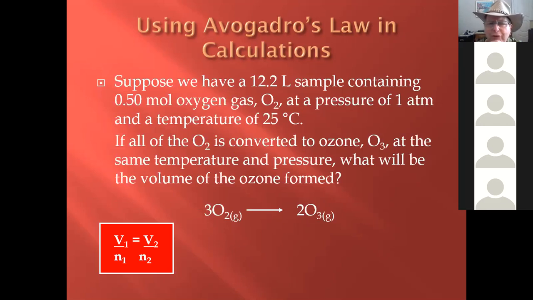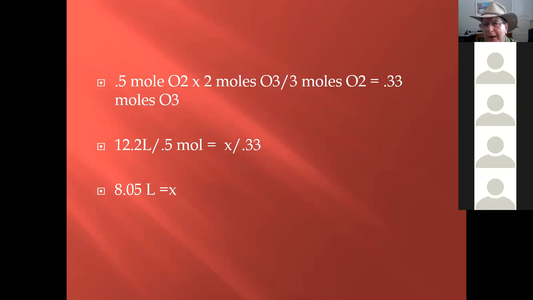Yes. So if I have 3 moles of O2, how many moles of ozone am I making? So if I have 0.5 moles of oxygen gas, can I predict how much ozone I would have? So I'm going to multiply it by my stoichiometric ratio. This means I have 0.33 moles of ozone. I stuff this into my Avogadro's law equation, and I get 8.05 liters. Questions, guys? Is this making sense to you?